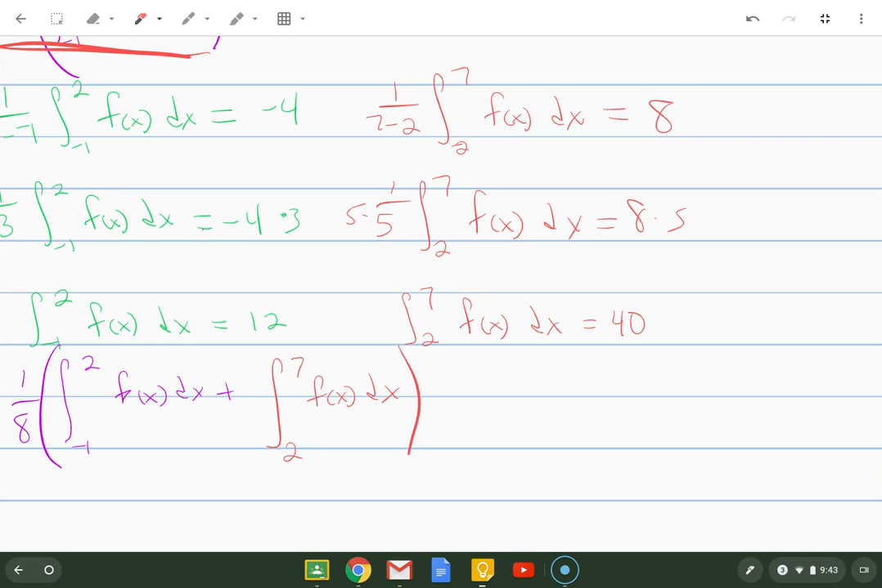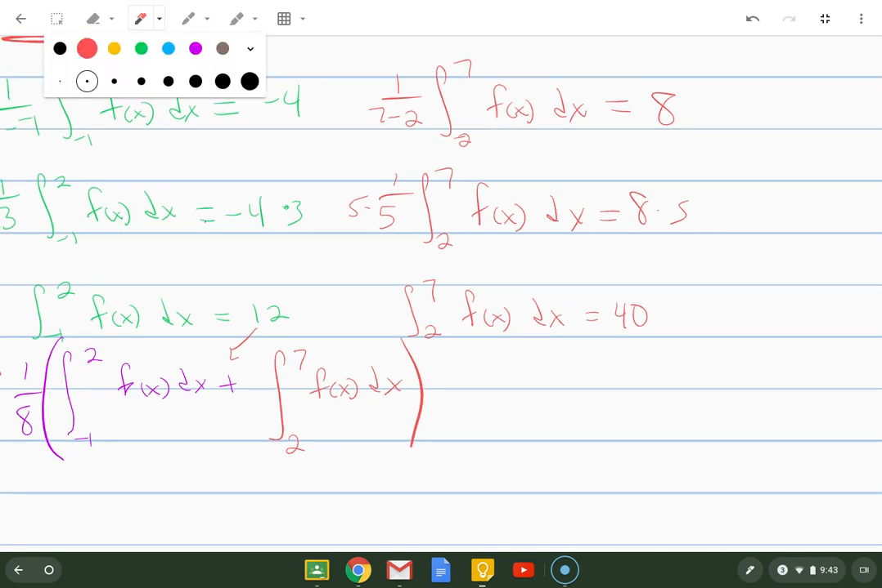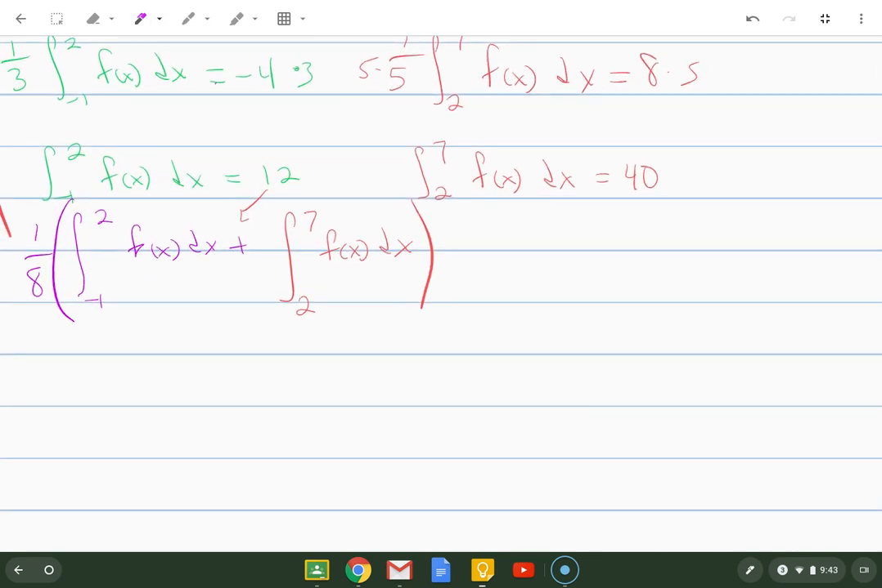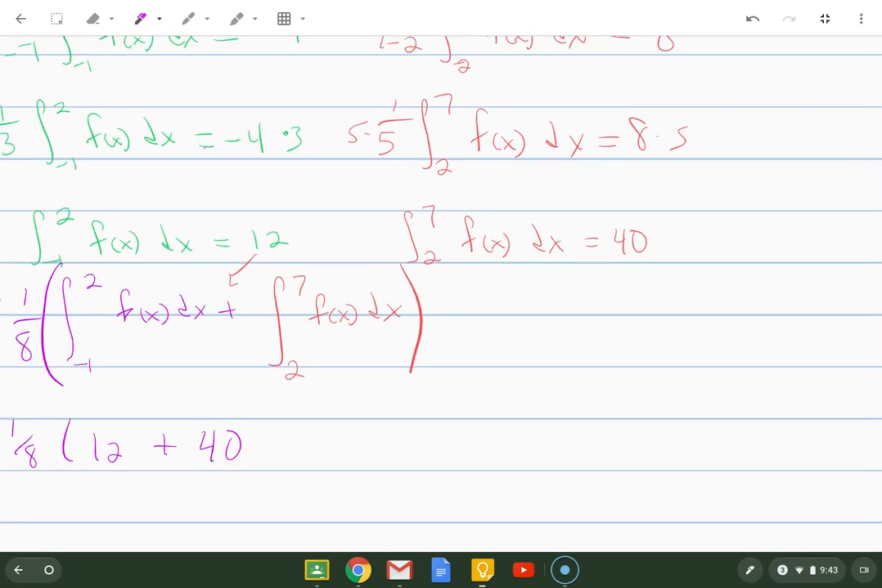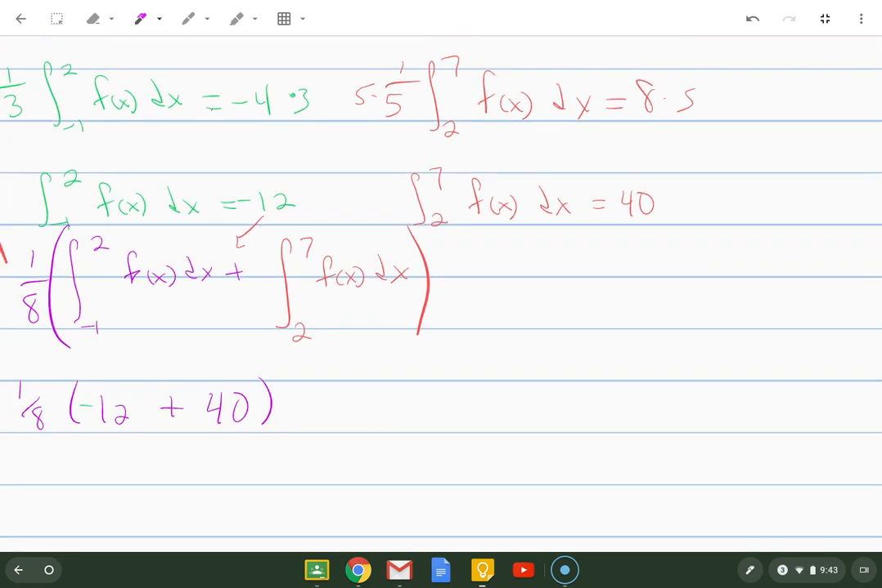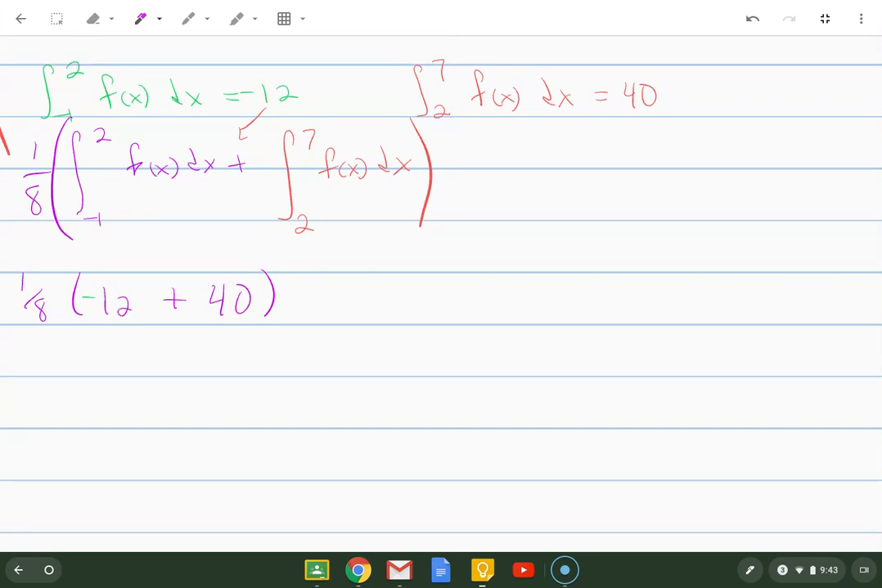All right, so we know this first one here, I should have written that one in green, is 12. So now I can use purple. We'll get 1 over 8, this first one is 12, plus the second one is 40. And I don't think 12 is right. It should be -12, right? Because I had a -4, so -12. Okay, so we end up with 1/8 of -12 plus 40.